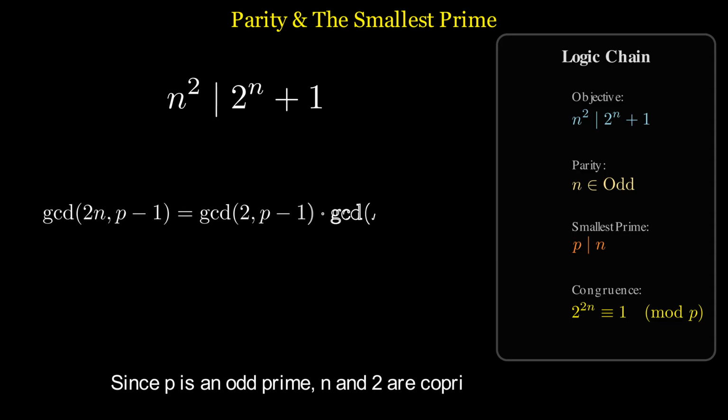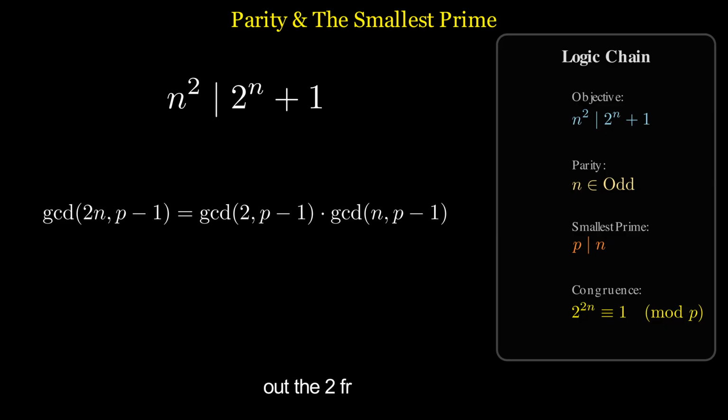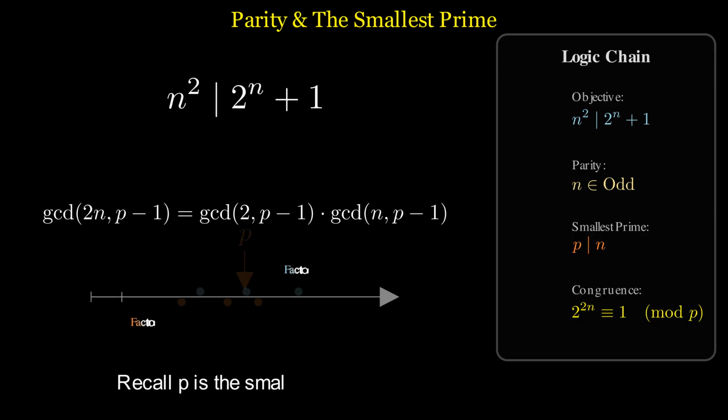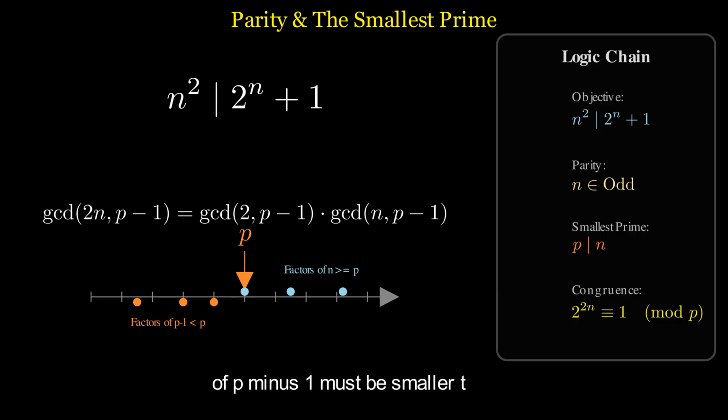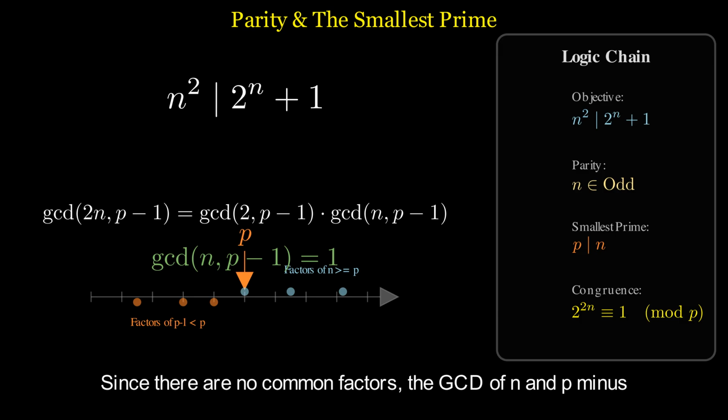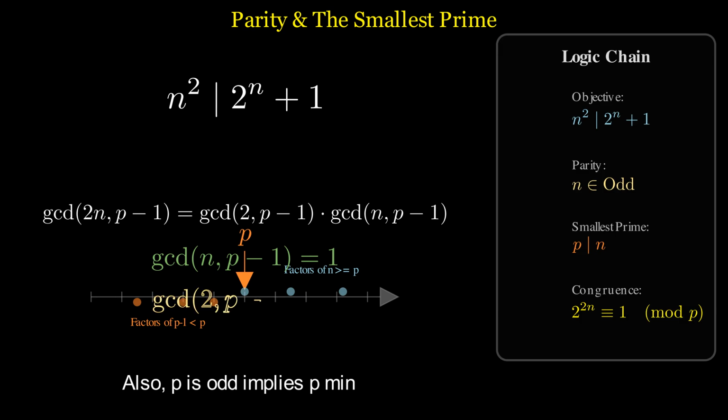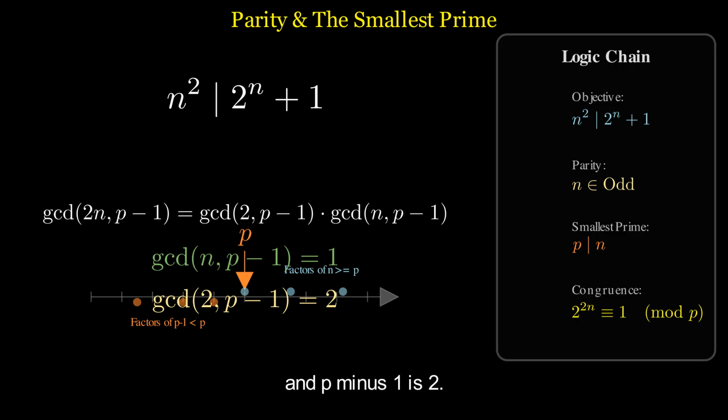Since p is an odd prime, n and 2 are coprime. We can factor out the 2 from the GCD. Recall, p is the smallest prime factor of n. Any prime factor of p minus 1 must be smaller than p. Since there are no common factors, the GCD of n and p minus 1 is 1. Also, p is odd implies p minus 1 is even, so the GCD of 2 and p minus 1 is 2.